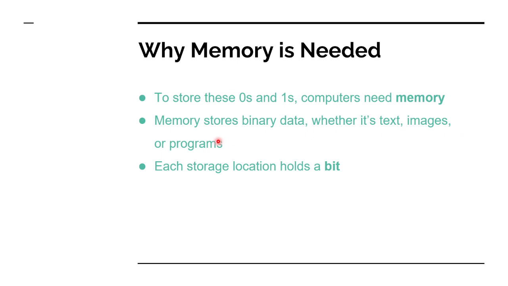I already mentioned to you that suppose you are watching a video. You are watching a video, but the computer doesn't know that it is a video. It only knows 0 and 1. Okay, only 0 and 1. And each storage location holds a bit. It means it can be either 0 or 1.